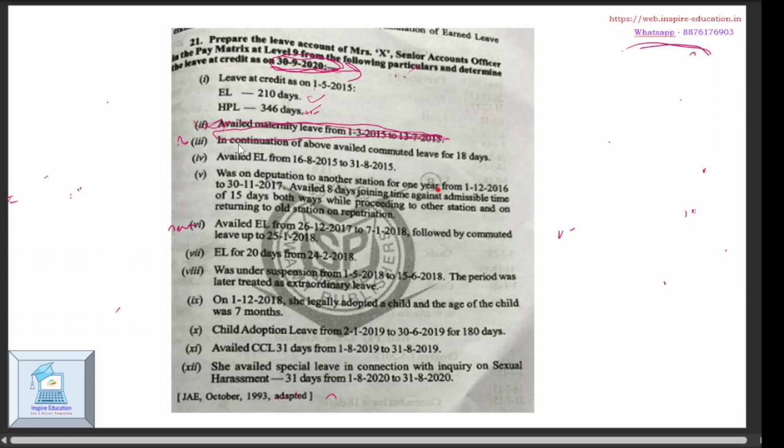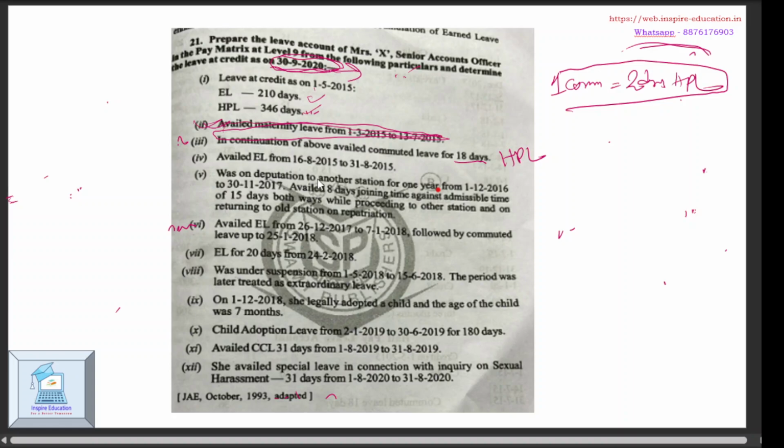So, third point says in continuation of above, availed commuted leave. So commuted leave is basically 2 times of HPL. So for every one commuted leave, 2 days of HPL is deducted. Okay, so commuted leave 2 days is deducted. So in continuation of above, availed commuted leave for 18 days, it will have effect on our HPL account. Availed EL in this period, so it will have effect on EL.